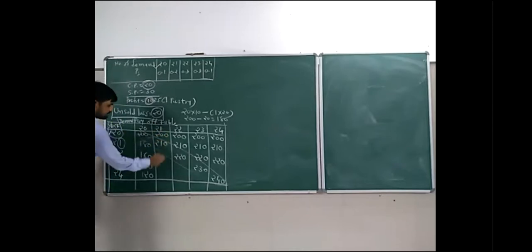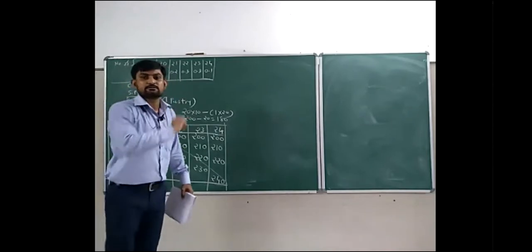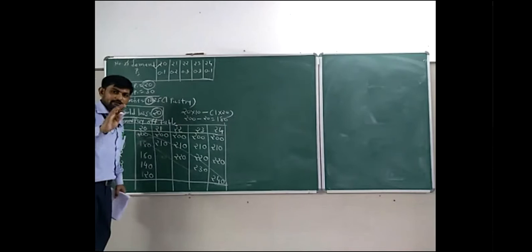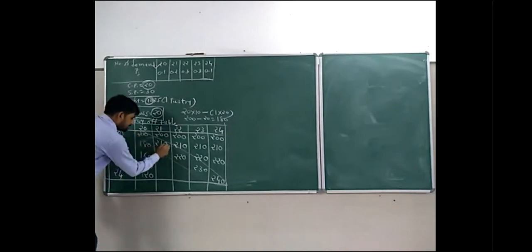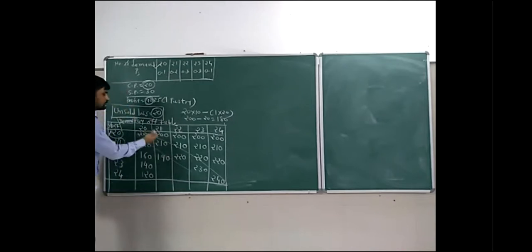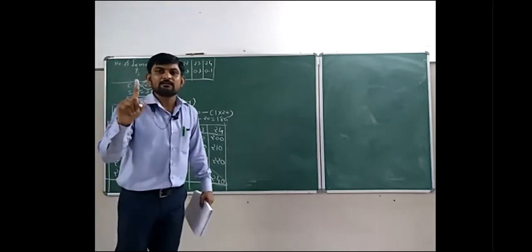Here the demand is 21 but supply is 22. So we have to suffer one pastry as a loss. So you can subtract now minus 20. Okay, you can subtract 20. So 210 minus 20, 190.